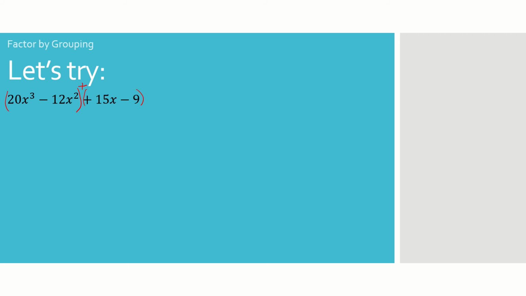The next thing I'm going to look for is a GCF in each group. So the GCF of this first group: I have 20 and I have 12. The GCF of those two numbers is 4. X to the third, x squared. They both have x's. The one with the smallest exponent is x squared. So the GCF of that first group is 4x squared. So I'm going to factor that out.